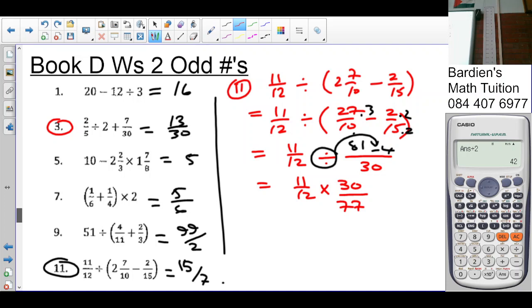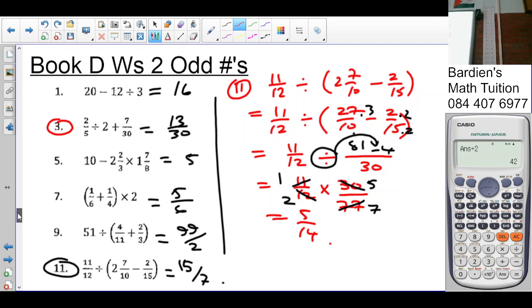Nice. Now 11 going into 11 once, 11 going into 77, 7 times. What number goes into 12 and 30 without the remainder? 6. 6 goes twice, 6 goes 5 times. So 1 times 5 is 5, 2 times 7 is 14. Which makes me incorrect. You were right, I wasn't. Who got that sum right? Nice.